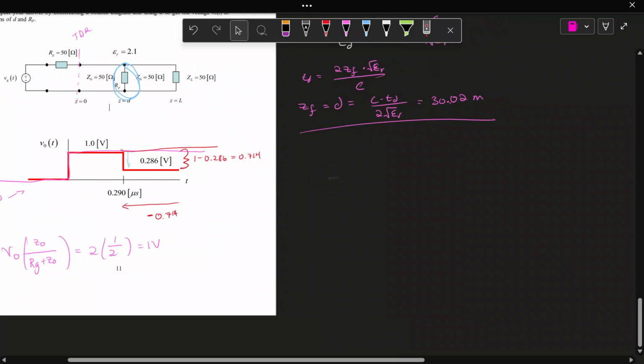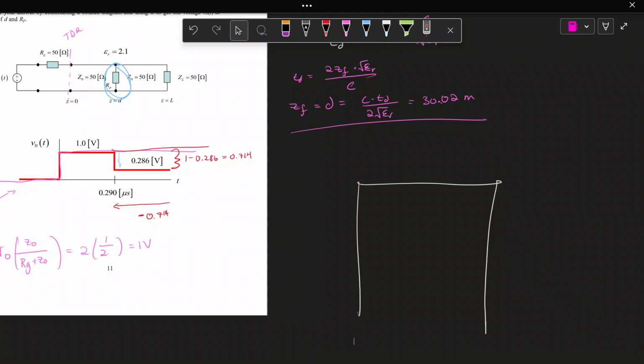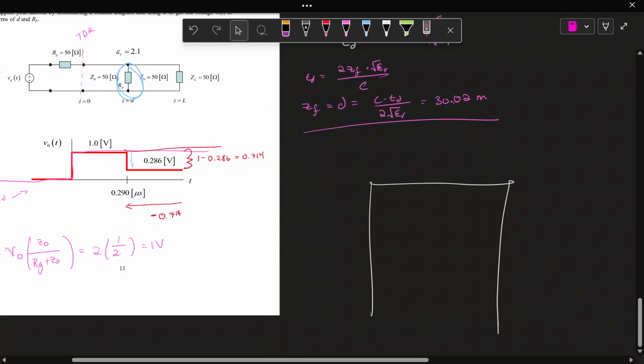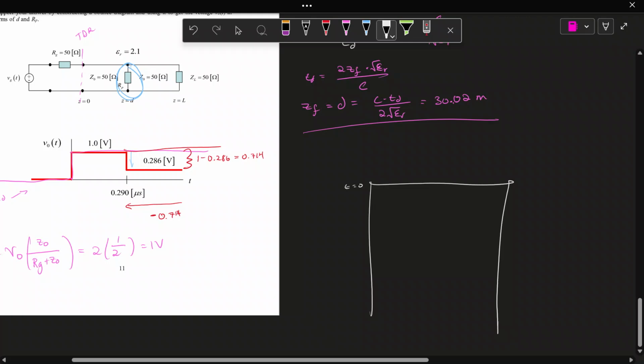Now, let's do a bounce diagram because that might make more sense. Instead of analytically solving this graph, let's create a bounce diagram. Okay, so how are we going to create this bounce diagram? Well, let's first start off with the time. So t is equal to 0 up here.